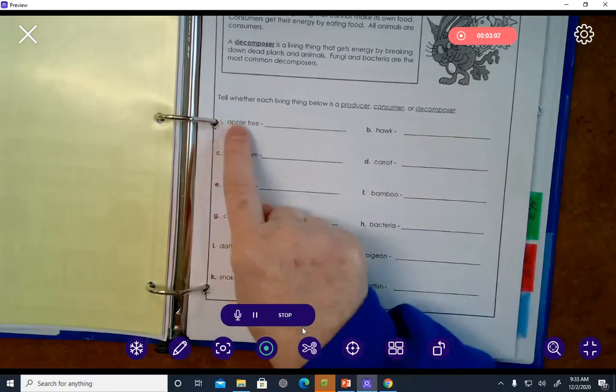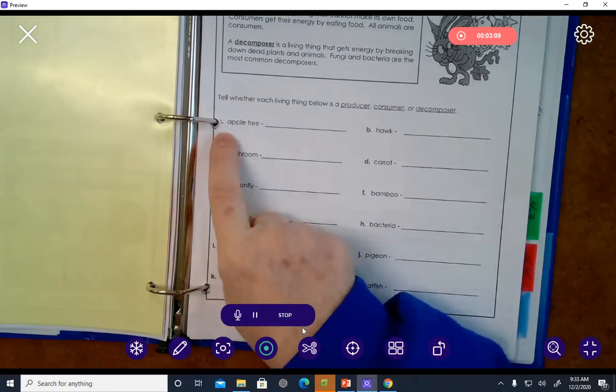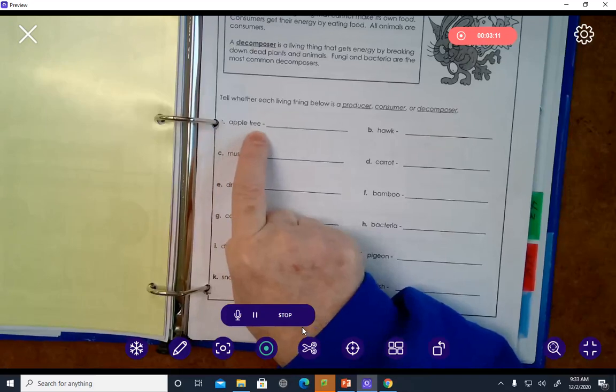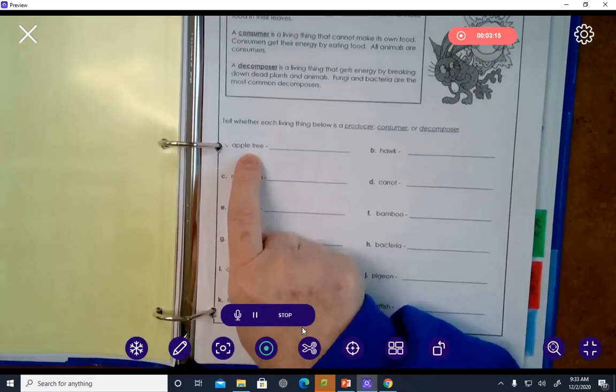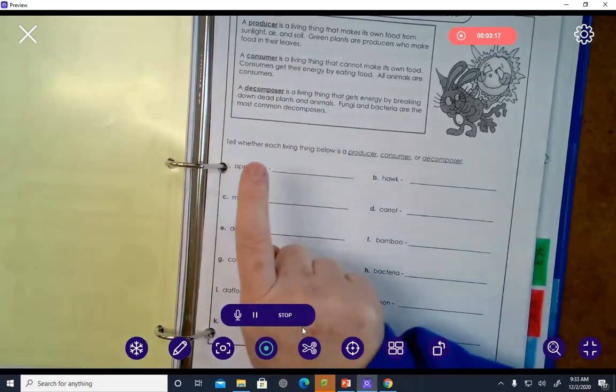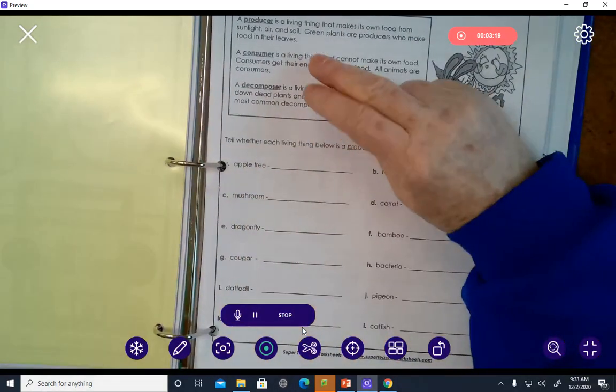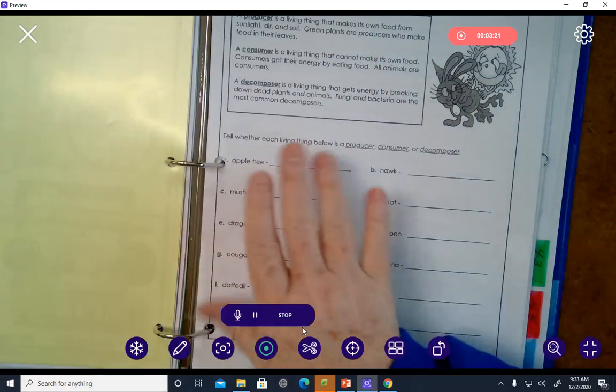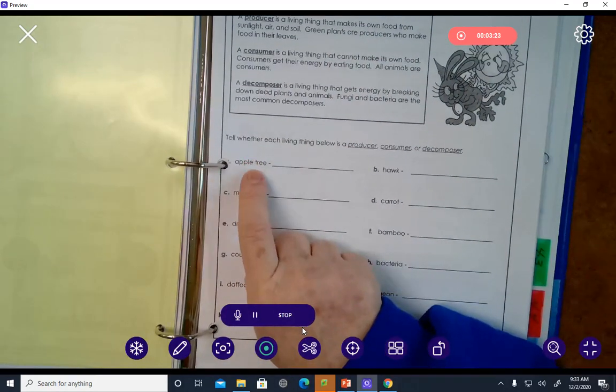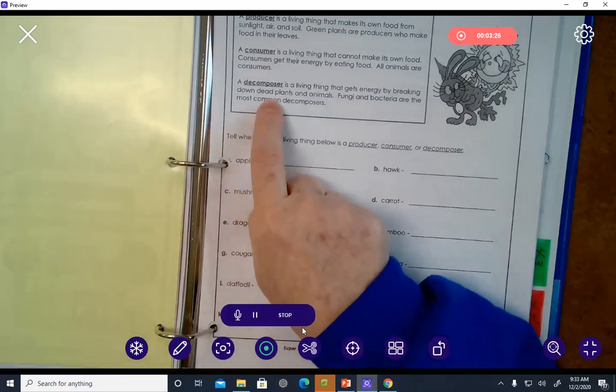So one thing I would do is if I were going to look at letter A here, it says apple tree. I might want to think, is it a plant? If it's a plant, then I know it's a producer. If it's an animal, then I know it's probably a consumer. And if I'm not really sure what it is, then it might be a decomposer.